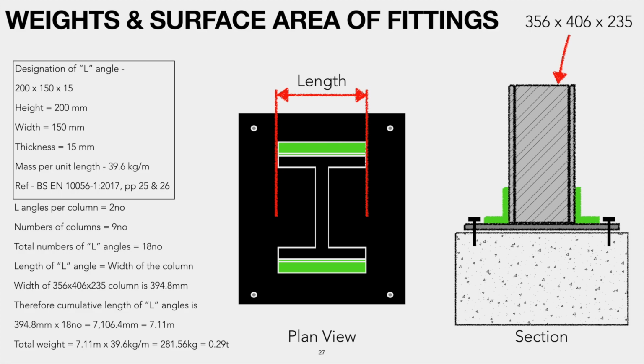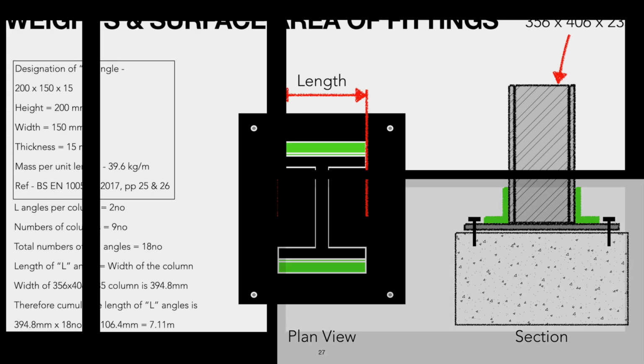All the L angles attached to a column or beam are measured under fittings to structural steel, and the unit of measurement is tons. Weight per unit length as per BS EN 10056-1, 2017 standard is key to calculating the weight of L angles. Calculation of its weight is illustrated here for further reference.